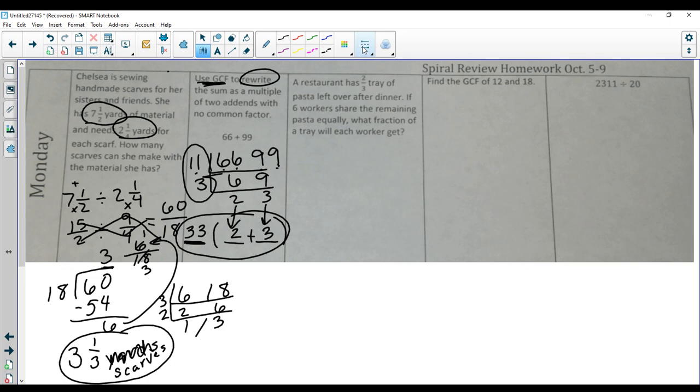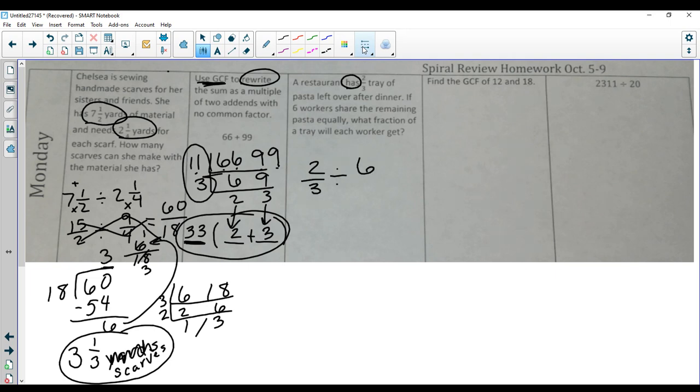All right. A restaurant has, ooh, that's a key word, right? Underline it, or circle it, has 2/3 tray of pasta left over after dinner. If 6 workers share the remaining pasta equally, what fraction of a tray will each worker get? How do I set it up? What goes first, Blake? 2/3. Divided by what? 6. Very good.